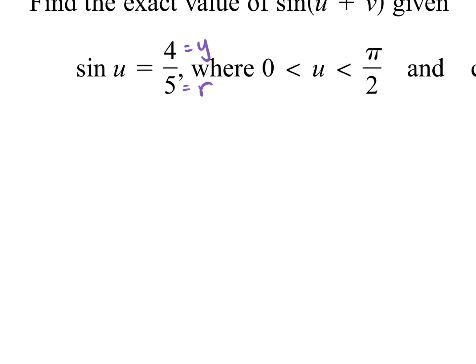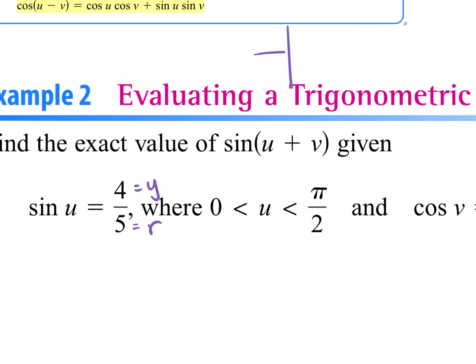And then it tells us u is in between 0 and pi over 2. Well, if we drew our unit circle, our first quadrant would be from 0 to pi over 2. Quadrant 2 would be from pi over 2 to pi. Quadrant 3 would be from pi to 3 pi over 2. And then quadrant 4 would be from 3 pi over 2 to 2 pi. So which quadrant are we in from 0 to pi over 2?